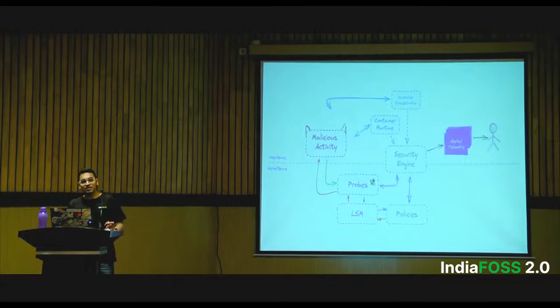So our final workflow would be something like this: a malicious activity happens in our containers. We have eBPF programs to detect the malicious activity and alert our security engine. At the same time, we have these LSM hooks to enforce our policies and not let the malicious activity trigger. And that's how our complete container runtime security enforcement works.